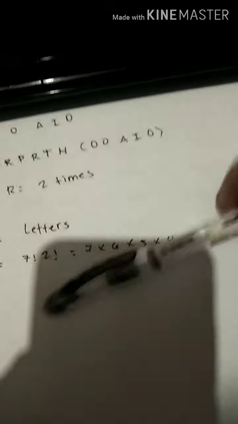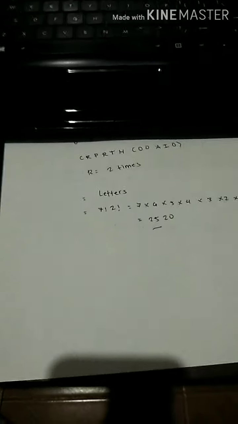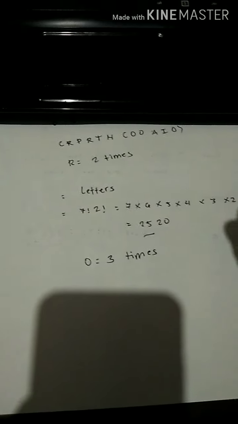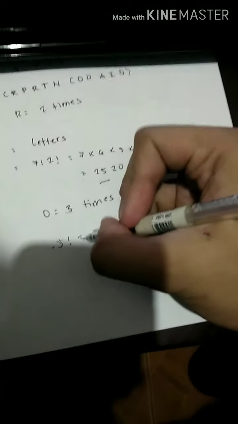In the 5 vowels, O occurs 3 times and the rest of the vowels are different. Number of ways to arrange the vowels among themselves: 5 factorial over 3 factorial, which is equal to 5 times 4, equal to 20 only.